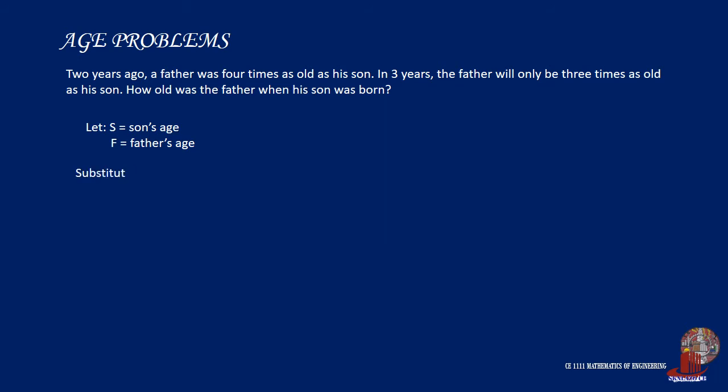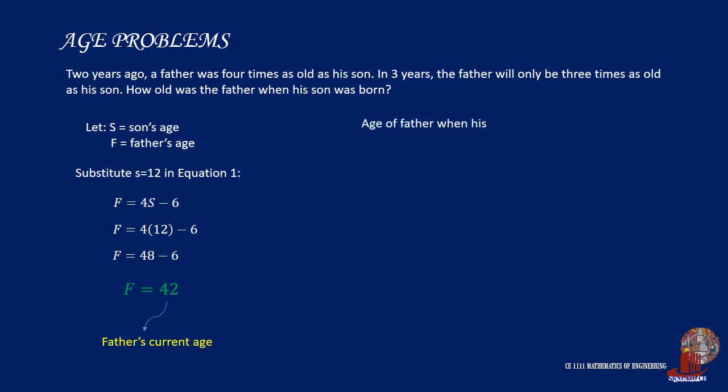By replacing S with 12 in the first equation, we will have F is equal to 4 times 12 less 6, which is simplified to 48 less 6, and thus F is taken as 42, the father's current age. Now, answering the required. The age of the father when his son was born will just be subtracting their current ages, that is, 42 less 12, which will yield 30. The father was 30 years old when his son was born.